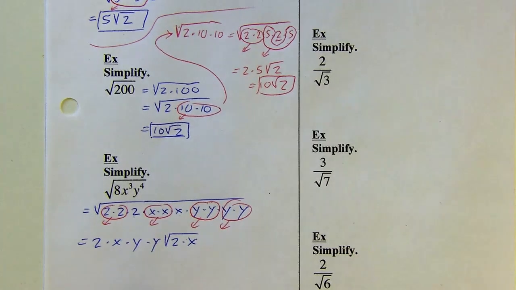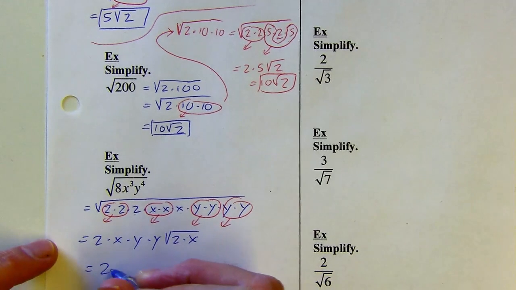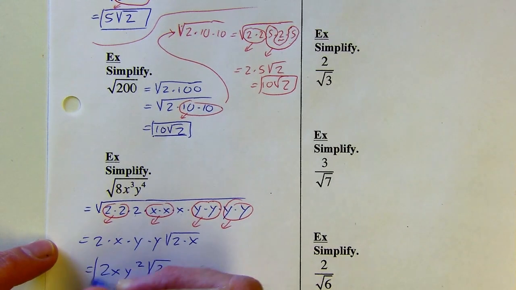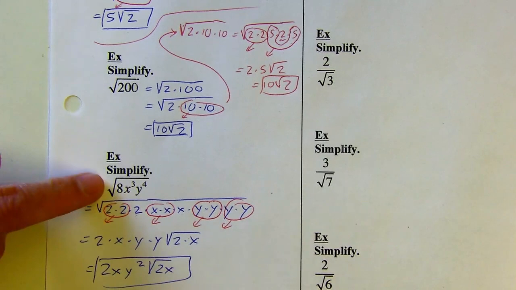Okay, and then I just multiply everything together. So remember, y times y would be y squared. So I'm going to get 2xy squared times the square root of 2x. And that's simple radical form of this. Okay.